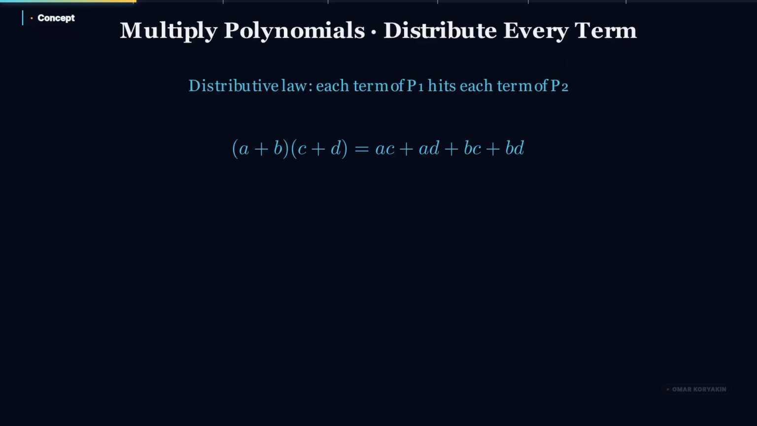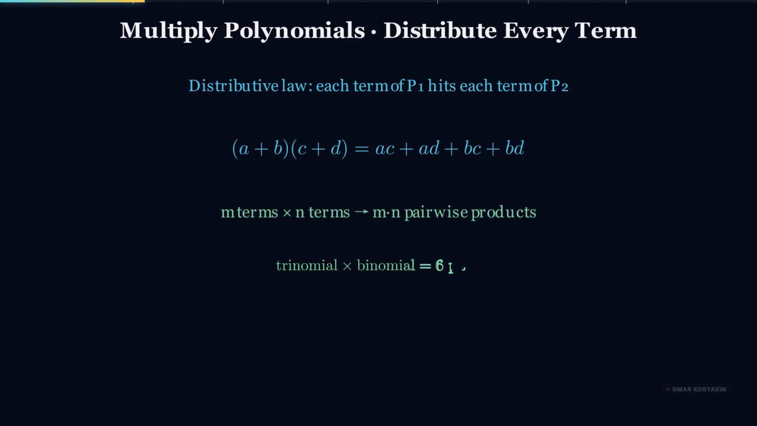Polynomial multiplication uses the distributive law applied repeatedly. Every term of polynomial 1 multiplies every term of polynomial 2, and the resulting products are summed and collected by like terms. The fundamental identity is the quantity a plus b times the quantity c plus d equals ac plus ad plus bc plus bd. Each of the two terms on the left multiplies each of the two terms on the right, producing 4 pairwise products. The 4 products are added together, and any like terms among them collapse via the like terms rule.